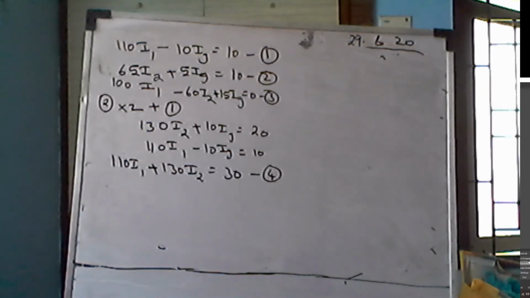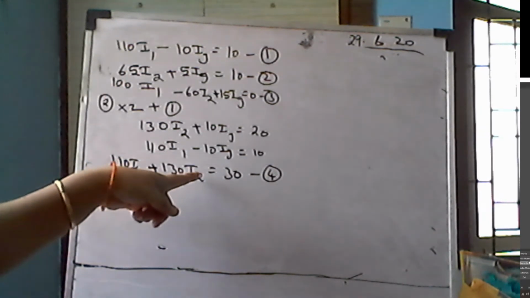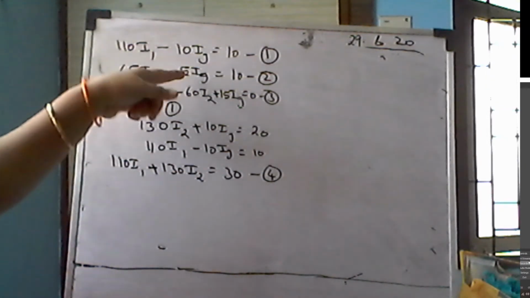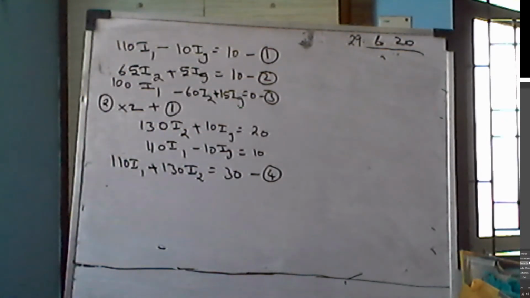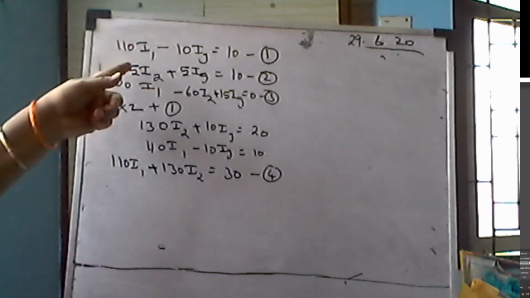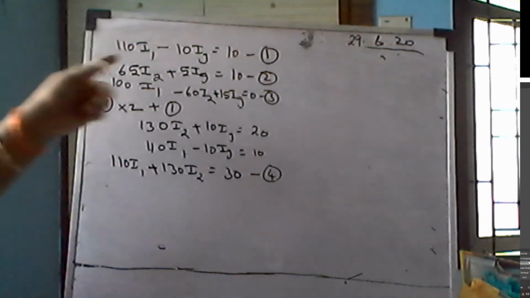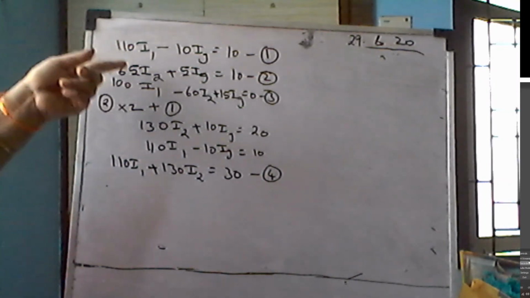Now another thing, we can get two equations in terms of I1 and I2. I repeat, 110 I1 plus 130 I2, and these two you are multiplying by 2, the Ig cancels, so it will not come. So 20 plus 10, 30. This is another equation. One more equation you can consider. Which equation? You have to multiply 2 into 3 and subtract from here. This minus this. 2 into 3, this minus this.